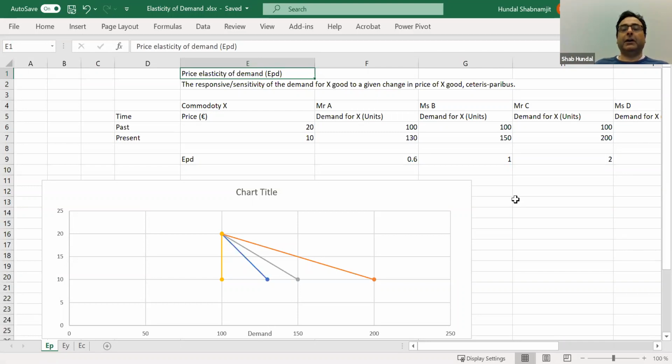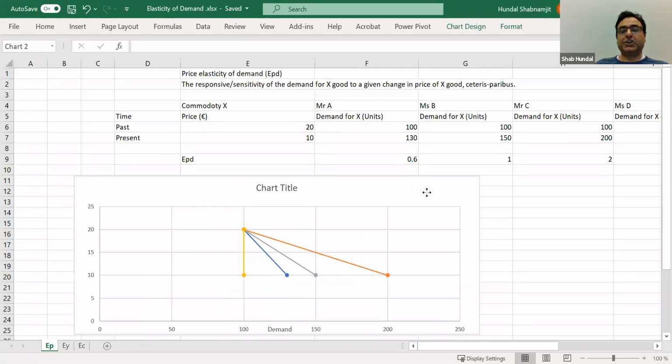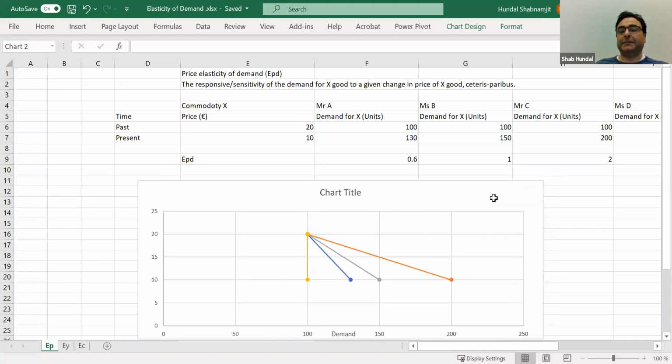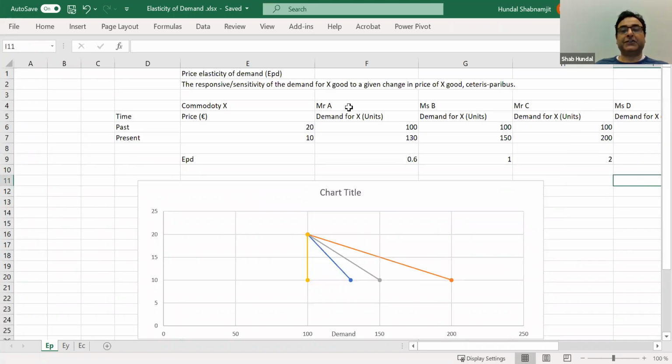Now, because we are different human beings, we have different reactions. So I thought that I should include this behavioral aspect into the discussion today. So what I do here, I have fictitious Mr. A, Miss B, Mr. C, and Miss D. And I have this commodity X, of course, which I'm measuring in price.